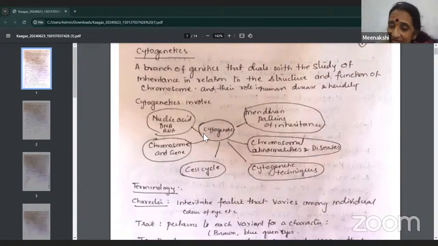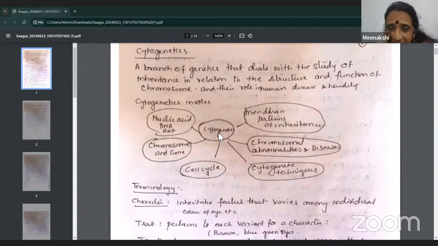Then cytogenetics also deals with the cell cycle. What are the changes that take place in terms of genes and chromosomes, how the cell is dividing, how the cell is increasing, and when the cell is dividing and when it is in interphase or a resting state. All that is nothing but the gameplay of the chromosomes, which brings about cytokinesis. So cytogenetics also studies the cell cycle.